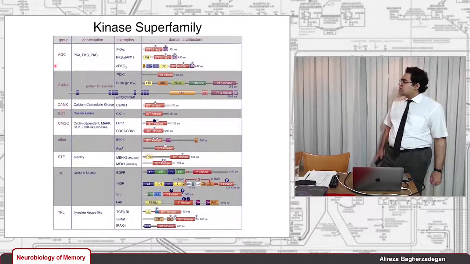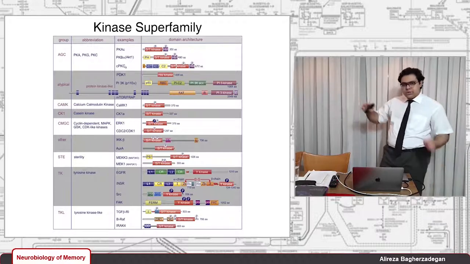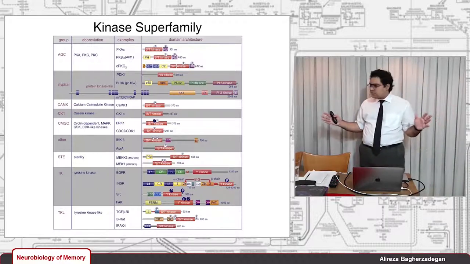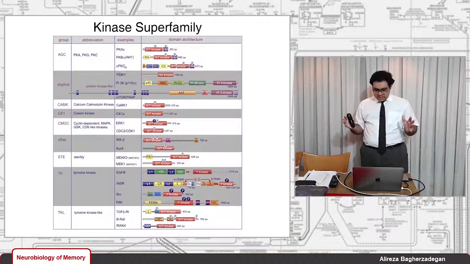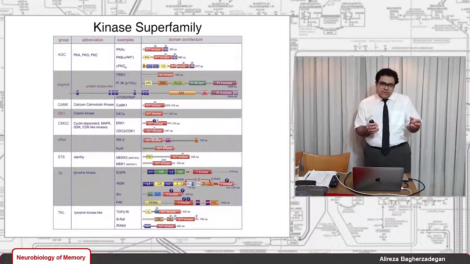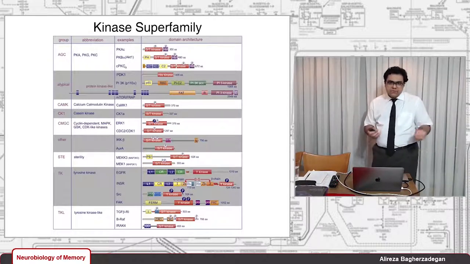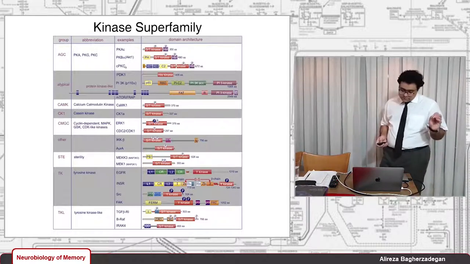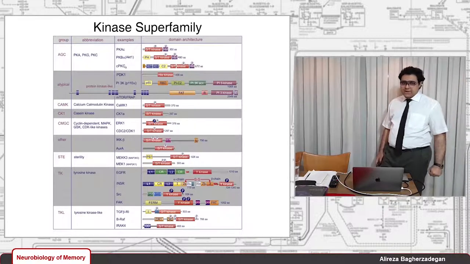kinase enzymes. But I just included this table to show you that we have a superfamily of kinase enzymes, because each one of them is specialized in catalyzing a unique phosphorylation reaction.